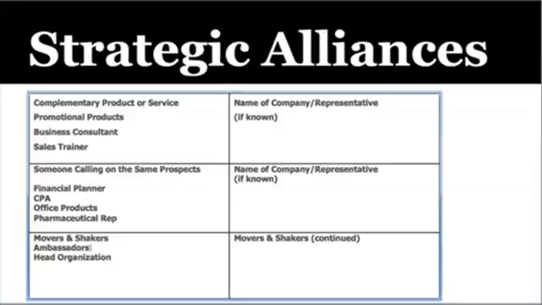So what you want to do is list down the different types of businesses, and then over on the right hand side or below that, you'll want to put down the name of the company and who the representative is. And the thing with this is you want to systematically start reaching out to these people to set up a time, and start looking for them.